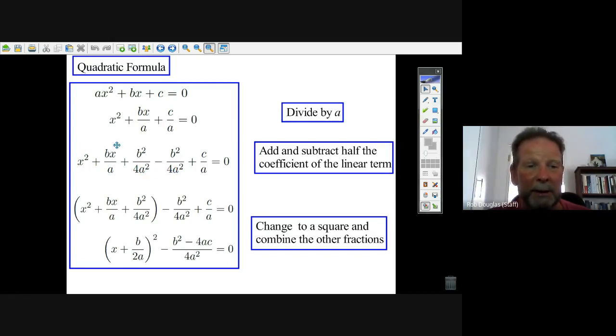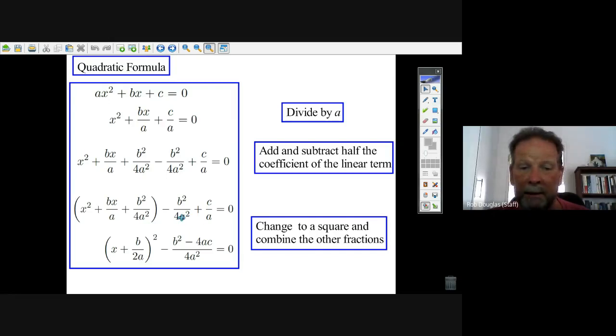Because we completed the square, we can write a bracket, x plus, and then that b over 2a goes right there. When we square it, we get all of this stuff here. So we've completed the square. Now we have minus b squared over 4a squared plus c over a, but we'd like to put this together in order to make the formula work.